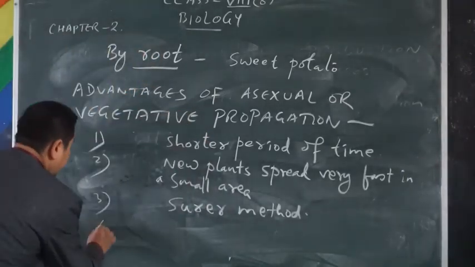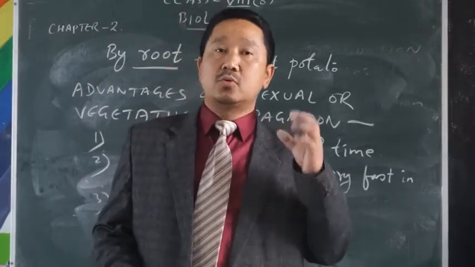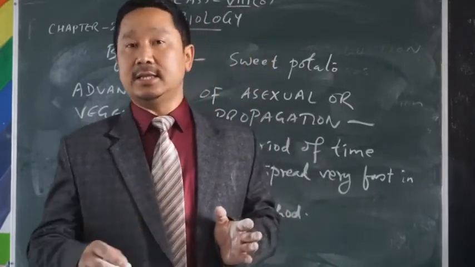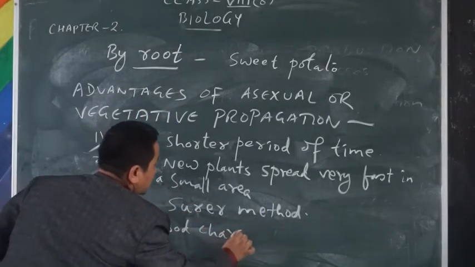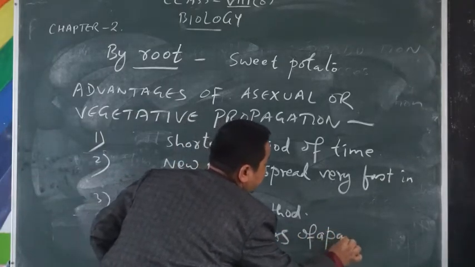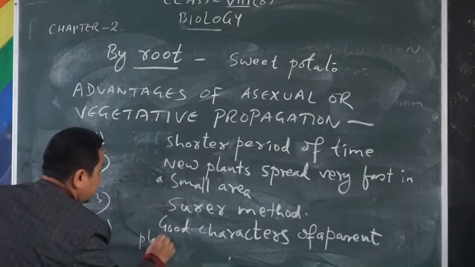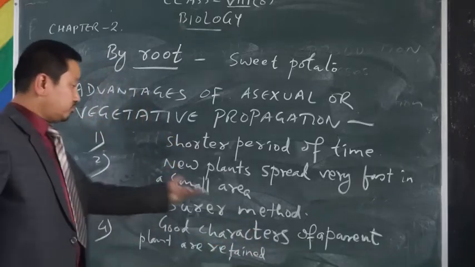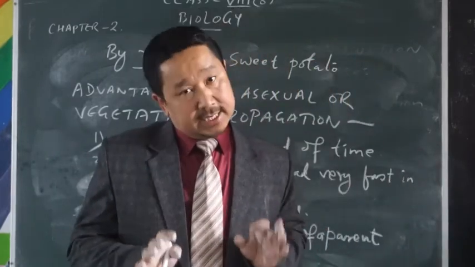Then number four, we have the parental characters. Whatever good characters the parent plant has can be retained in the new ones. That means the good characters of the parent plant are retained. By this method, the good characters of a parent plant can be easily retained.